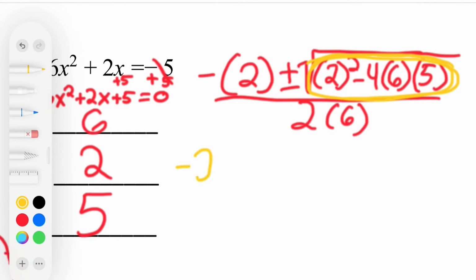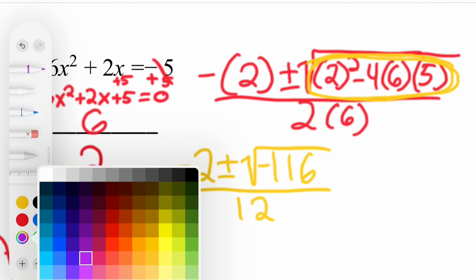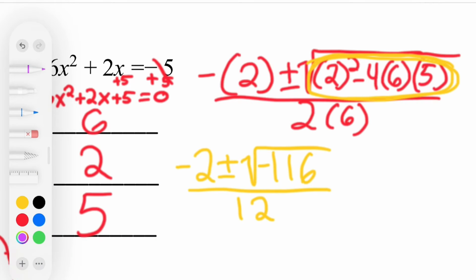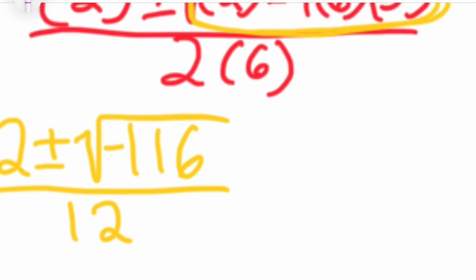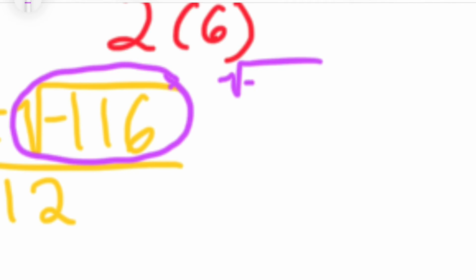So when we put this into the calculator and simplify everything around it that we can, we have negative 2 plus or minus the square root of negative 116. And then in the denominator, we have 2 times 6, which is 12. So now I'm going to simplify the whole radical, the square root of negative 116. I'm going to take out the negative 1 first.